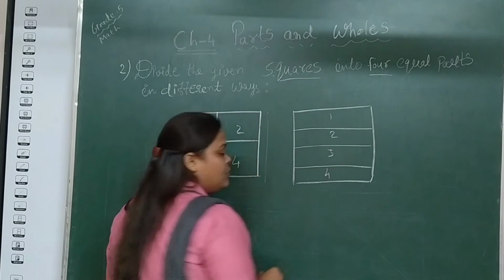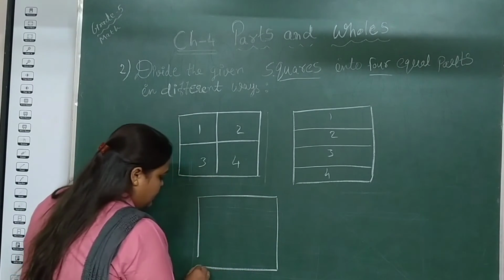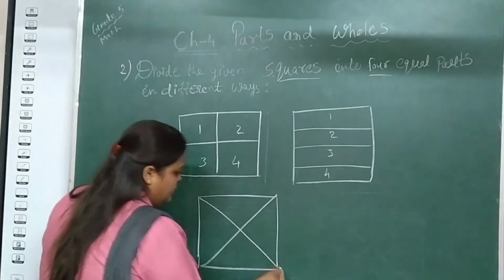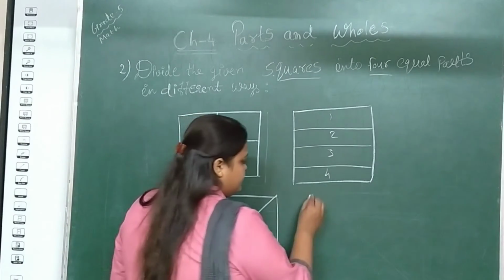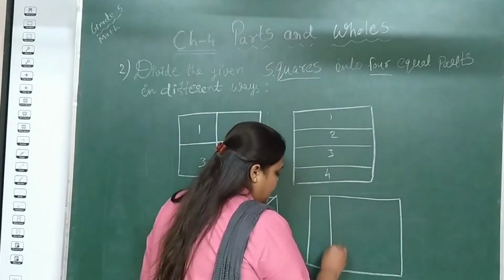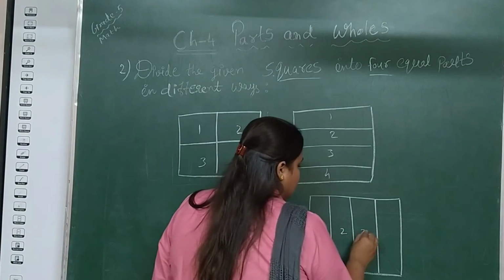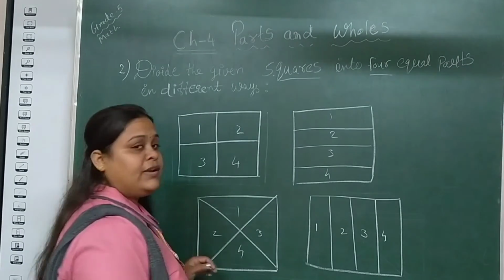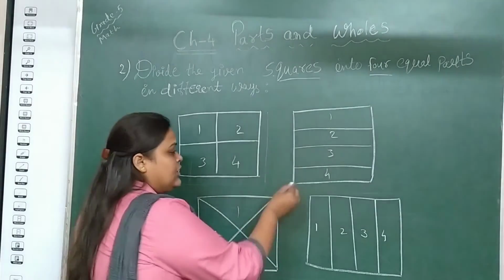This also we can do. One more. So this is a square. Here we are supposed to make equal parts. In this way we can do 1, 2, 3 and 4. And the last one. This is a square, equal parts. So we can do 1, 2, 3 and 4. So as we have done 6 equal parts of a rectangle, here we have done 4 equal parts of a square.